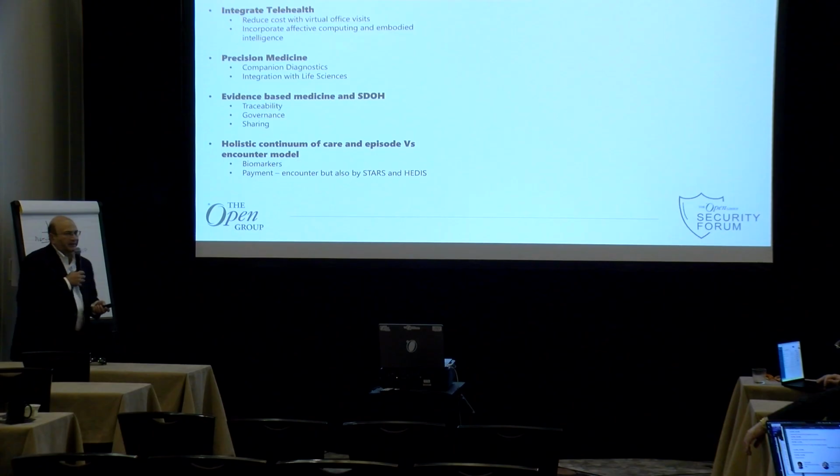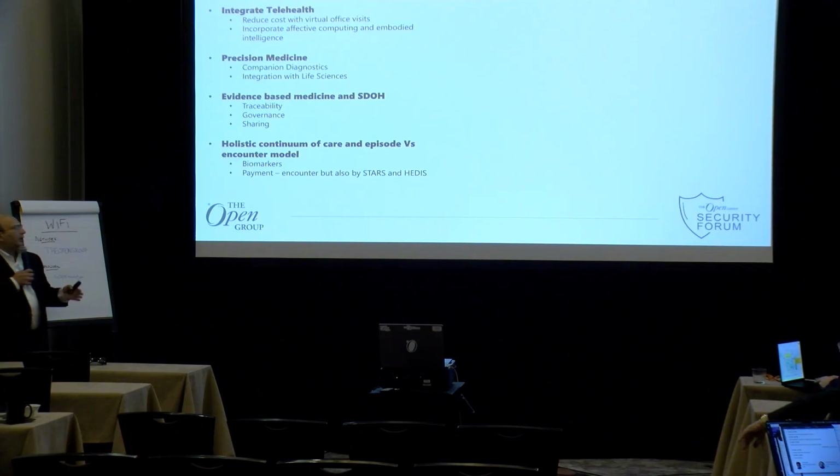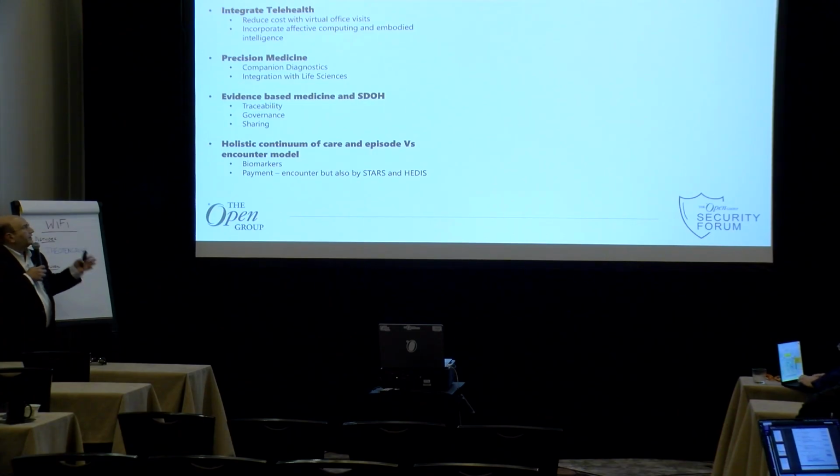So we're going to look at a quick example, Acme Healthcare. On the left, you see what they're trying to do. Integrate telehealth, incorporate precision medicine, evidence-based and value-based medicine, have system descriptors of health, social descriptors of health, have a holistic continuum of care, and an episode versus an encounter model. I don't want to go into the details. Not everybody over here is in healthcare. The point is really, I gave this as an example to give some tangibility to what you're doing, right? We keep talking about, that's your business strategy, right?